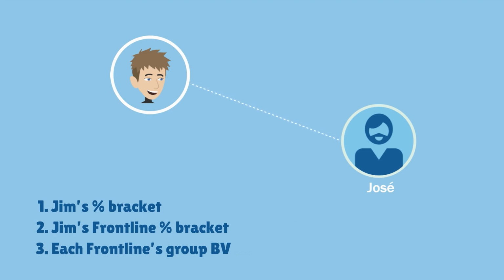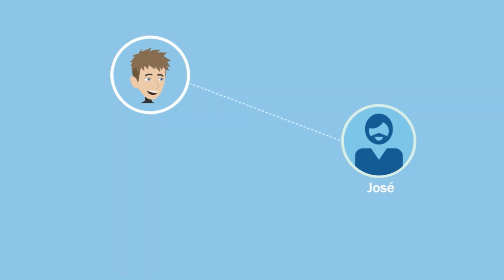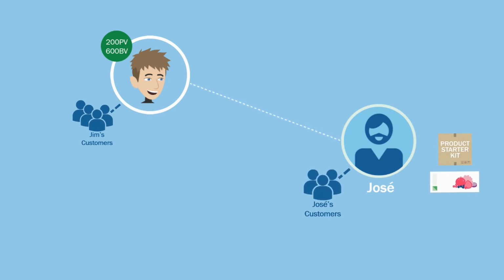Currently, Jim has one frontline IBO, Jose. Last month, Jim sold products totaling 200 PV, 600 BV to 4 different customers. Jose bought a new IBO product starter kit and sold some Neutralite products for a total of 175 PV, 515 BV. With this information, let's calculate Jim's differential bonus.